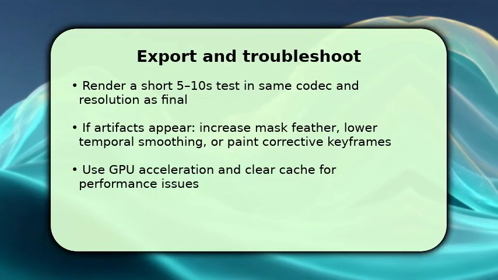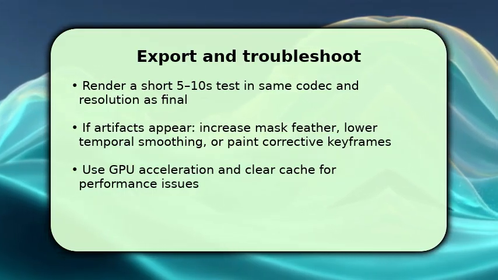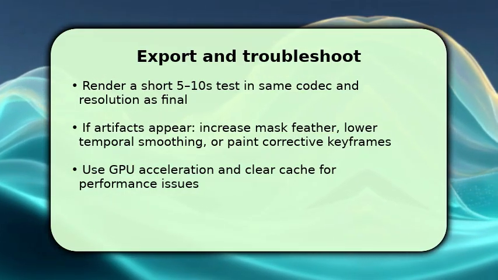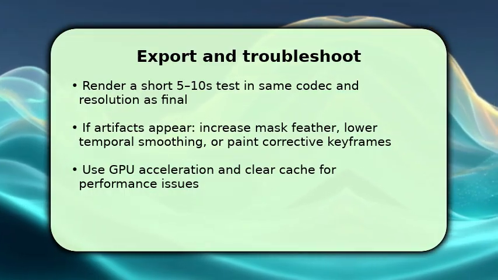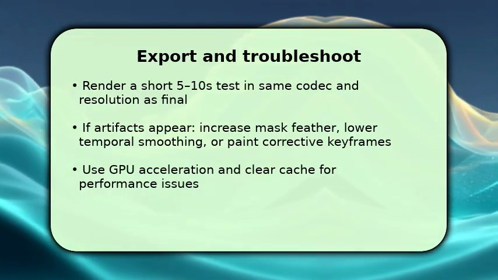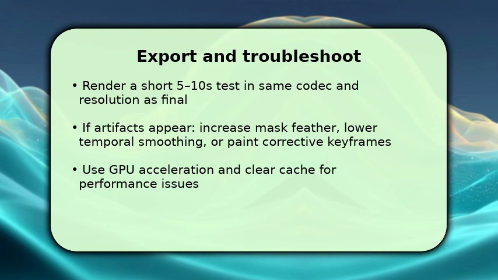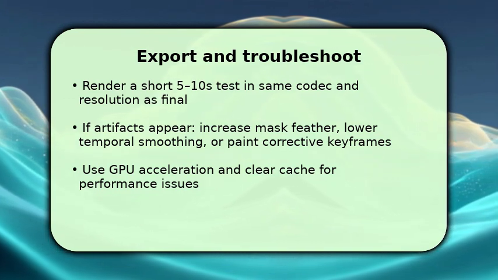For slow previews, enable GPU acceleration and clear local cache. This speeds re-renders. Once satisfied, render the full clip. If problems persist, isolate the troublesome clip and reapply Motion Brush with adjusted brush size and timing.